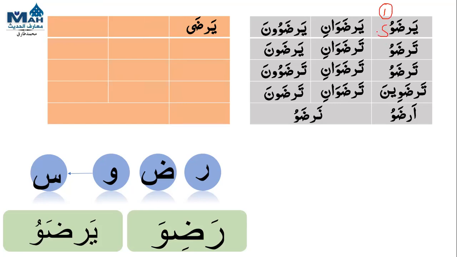We'll bring ya with alif. What is this called? Alif maksura? Maksura, yeah, this will become alif maksura. Okay, yarda. Yarda, yardayani, yardawuna. And tardu, now here it will become yardawuna because this harf illat will drop.